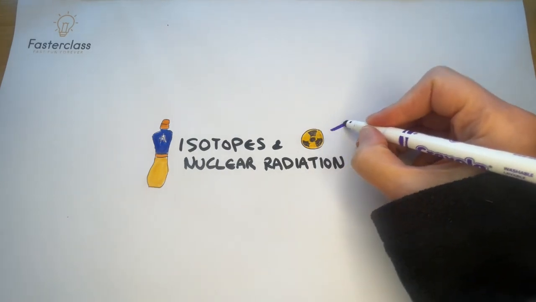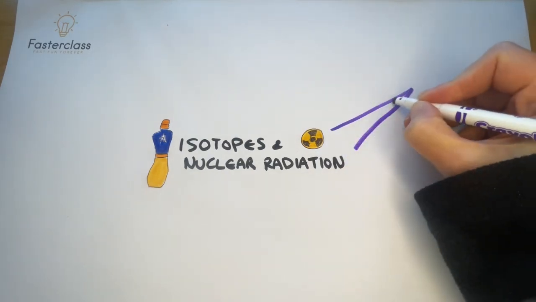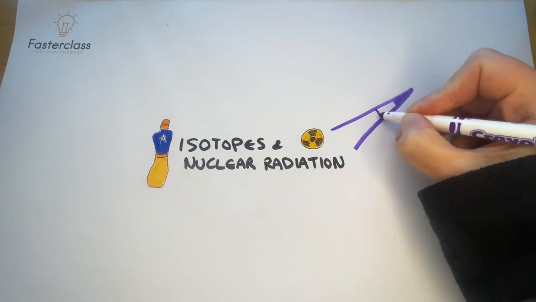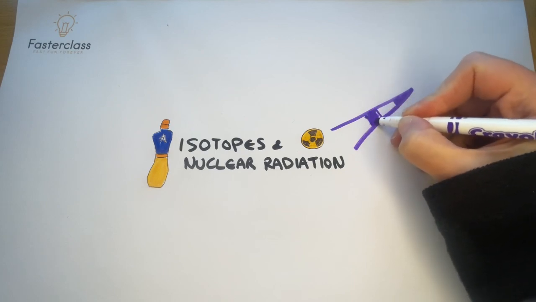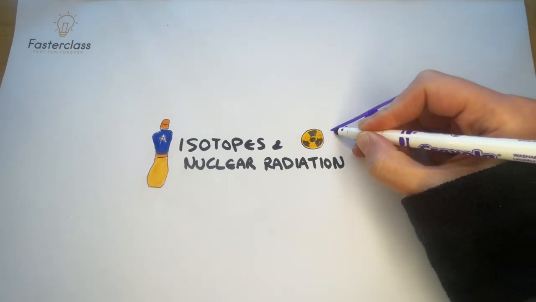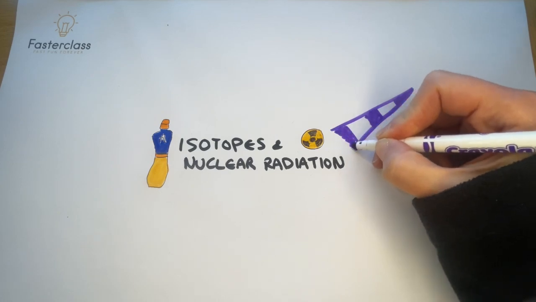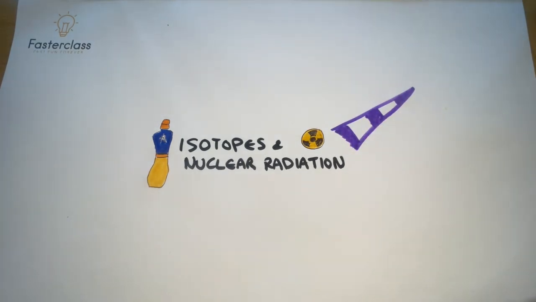And we're going to draw a first branch up here. And this is going to be labelled isotopes. And well, you've got it from the title actually. Draw isotopes on top of your first branch, and this is where we're going to start.